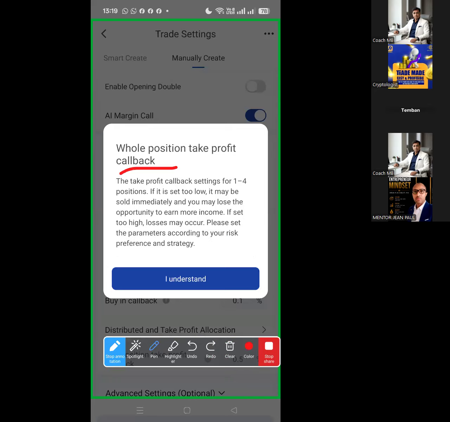It says that the take profit callback settings are for the 1 to 4 position. This is the callback only for 1 to 4 because this is the whole position. Next, it says that if it is set too low, suppose you set 0 or even 0.01%, it may be sold immediately. You will not get the benefit of putting a callback because it is very easy to fall by 0.01% even if it is pumping very hard. So you don't need to put it very low because it will be sold immediately and you may lose the opportunity to earn more income.